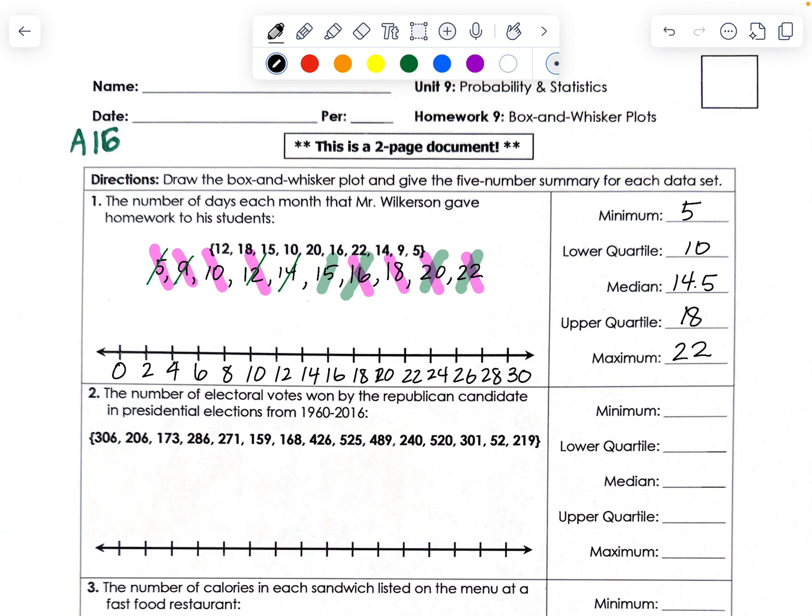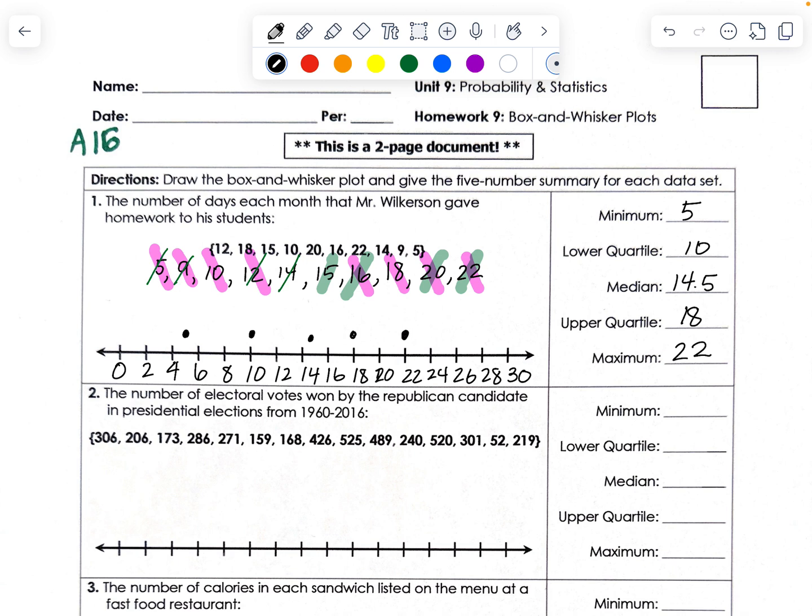All right, so then let's mark all of our important data. Our minimum was 5, not median, minimum was 5. That's halfway between 4 and 6. Our lower quartile starts at 10. Our median is between 14 and 15, which would mean it's right about here because it's got to be between 14 and 15. All right, then 18, and then our maximum was 22.